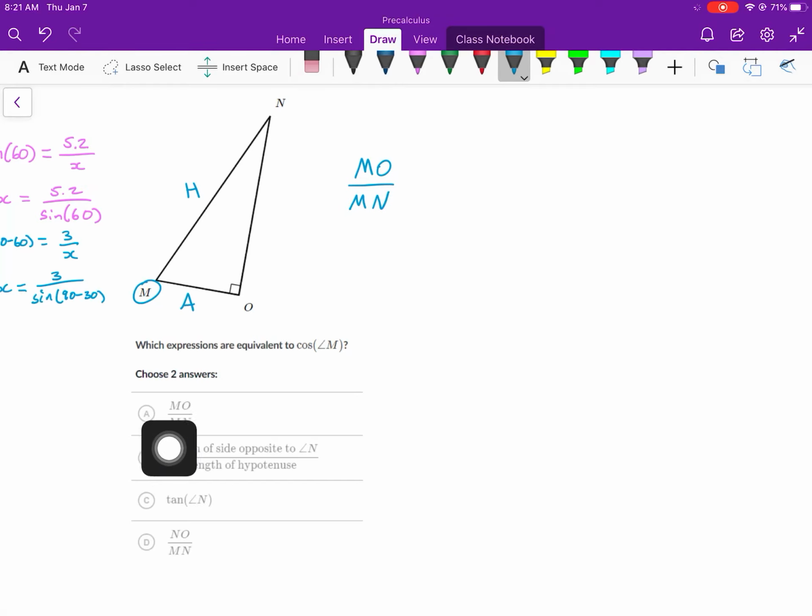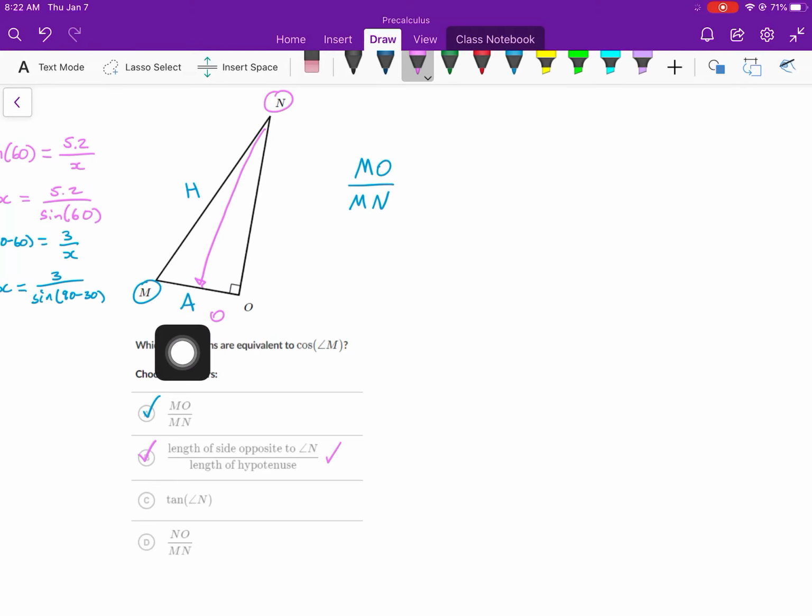Oh, look, good thing I wrote that out. MO over MN, that's good. Length of side opposite to N over the hypotenuse. That actually looks good to me. Here's N, opposite of N would be the same side as the adjacent to M, right? So that actually works as well. Over the hypotenuse, that sounds good to me.